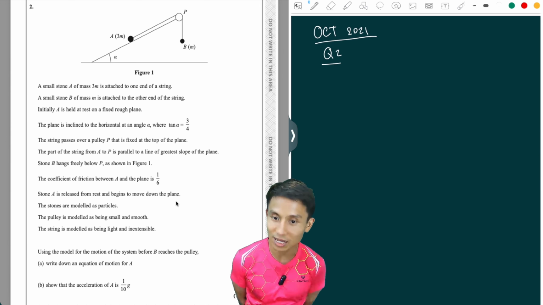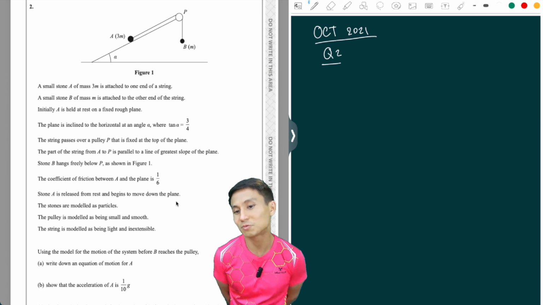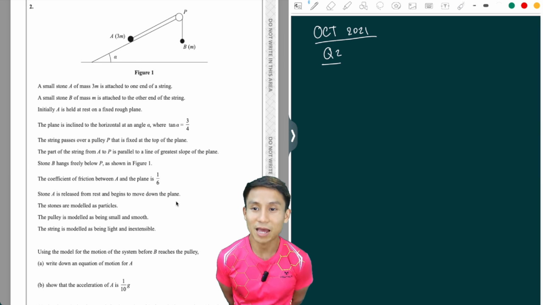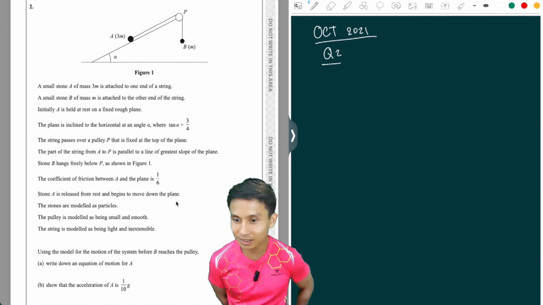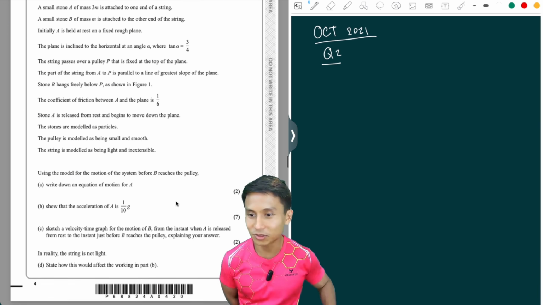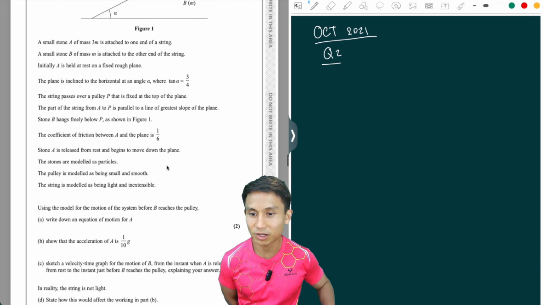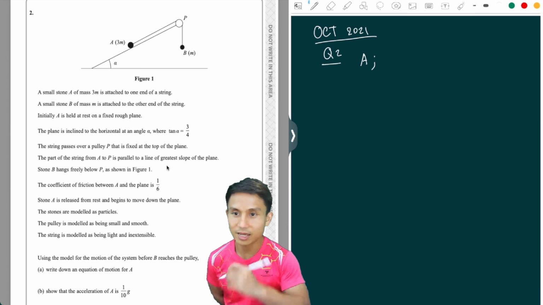Stone A is released and begins to move down the plane. Now you've got to note that this is moving down the plane, not the other side, because maybe it makes more sense to have a heavier mass pulling down like that, right? And then in part A, using the model for the motion of the system before B reaches the pulley, write down an equation of motion for A. So just for object A there.